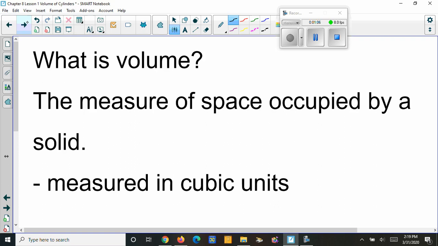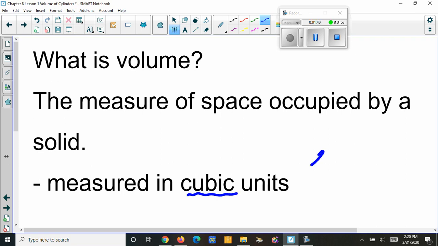To start, what is volume? Now, volume is a topic that you talk about in both math and science classes. Volume is simply the measure of space occupied by a solid. And we measure that in cubic units. The reason why we're talking about cubic is we live in what we call three-dimensional space: length, width, and height.